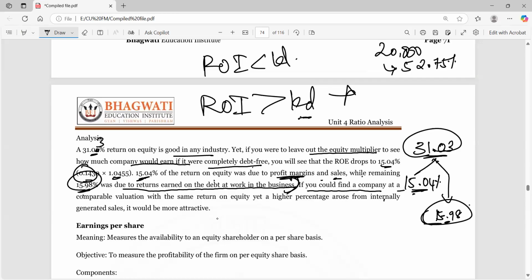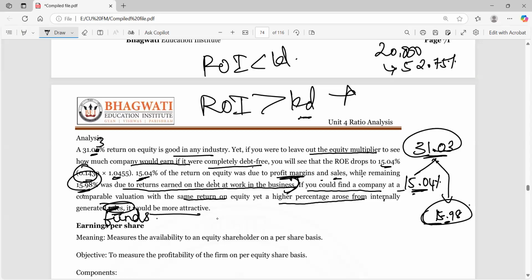If you could find a company at a comparable valuation with the same return on equity, yet a higher percentage arose from internally generated sales, it would be more attractive. What do you mean by internally generated sales? Listen, understand one thing. There is nothing called internally generated sales. Can you sell goods to yourself? It is a printing mistake in your study material. It is internally generated funds.